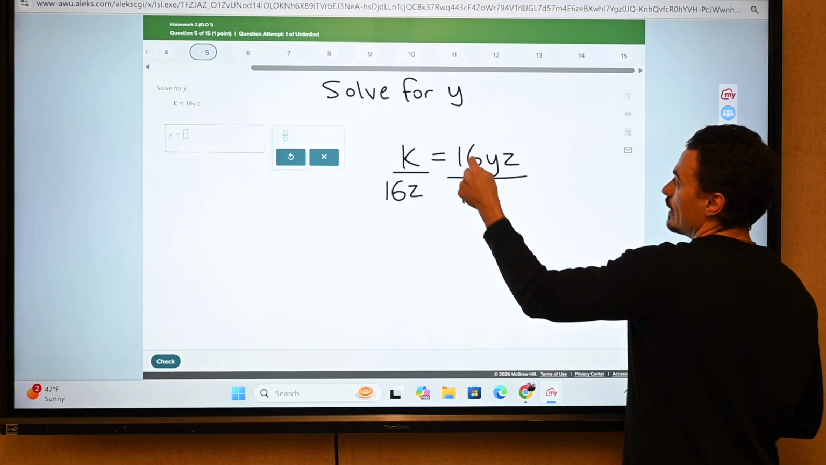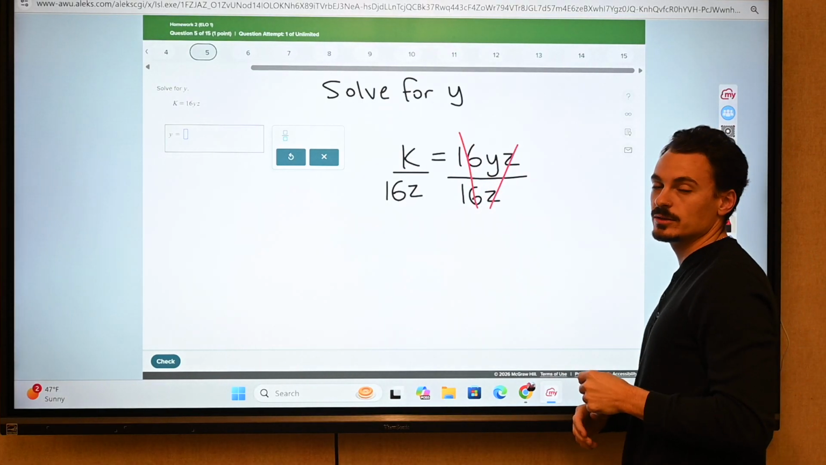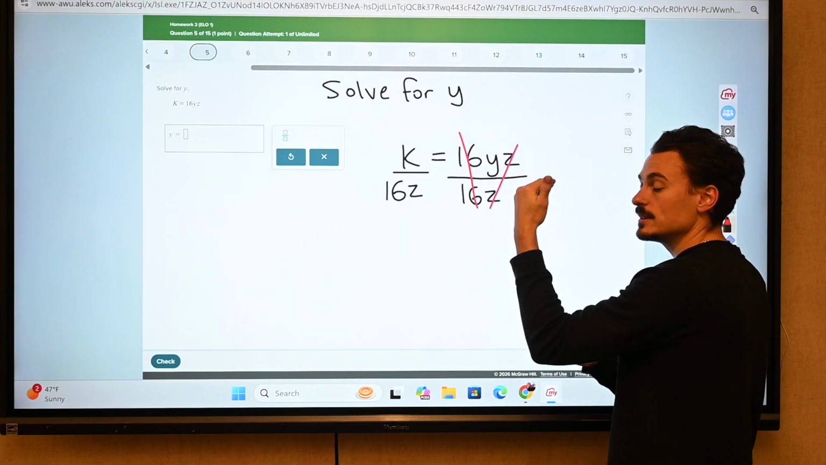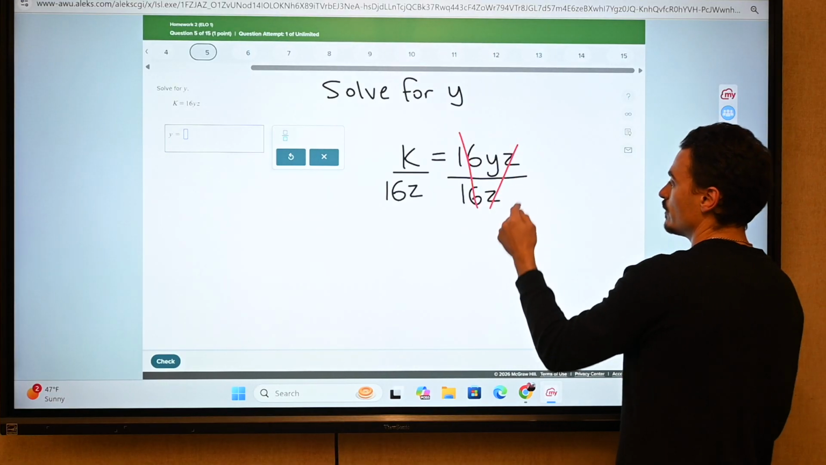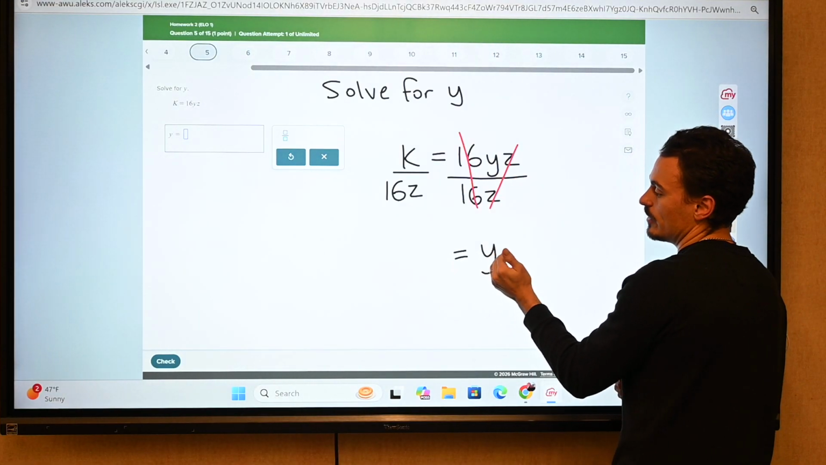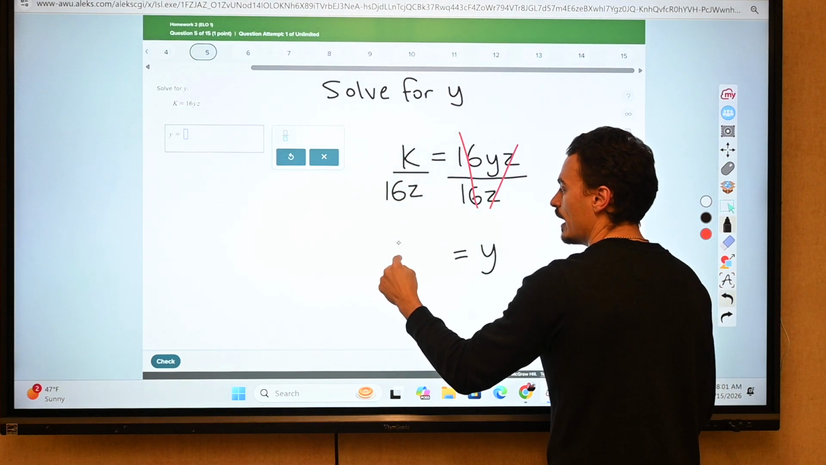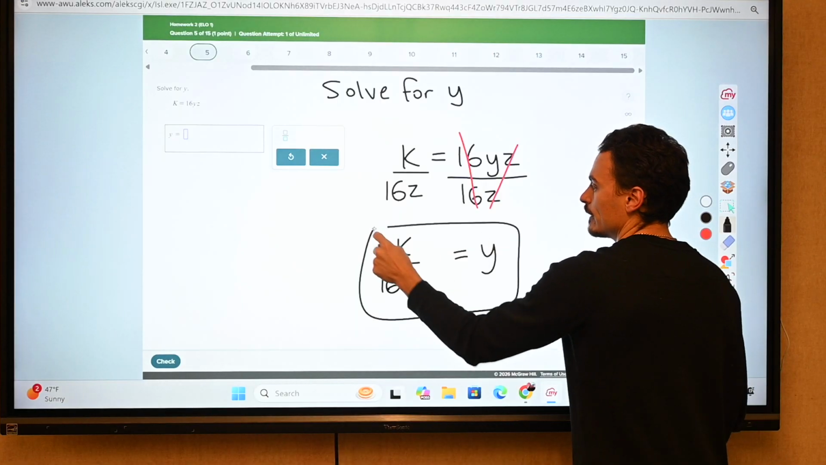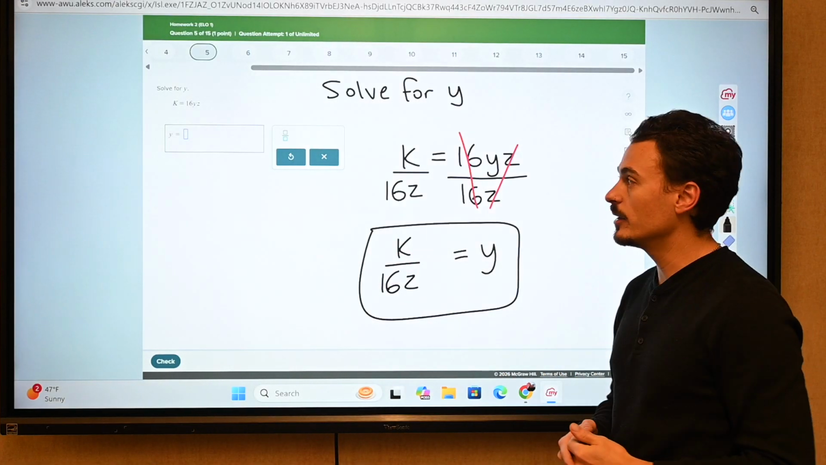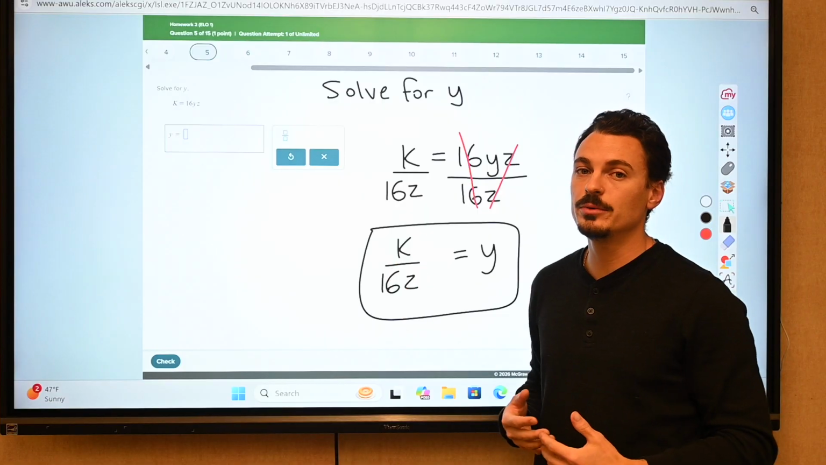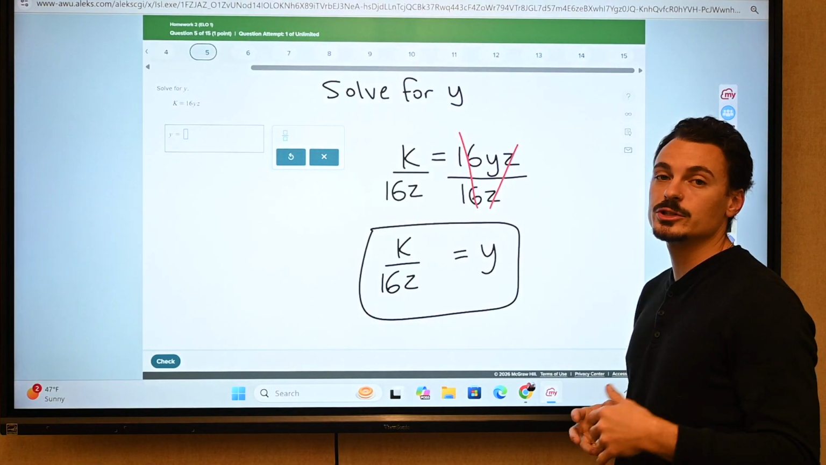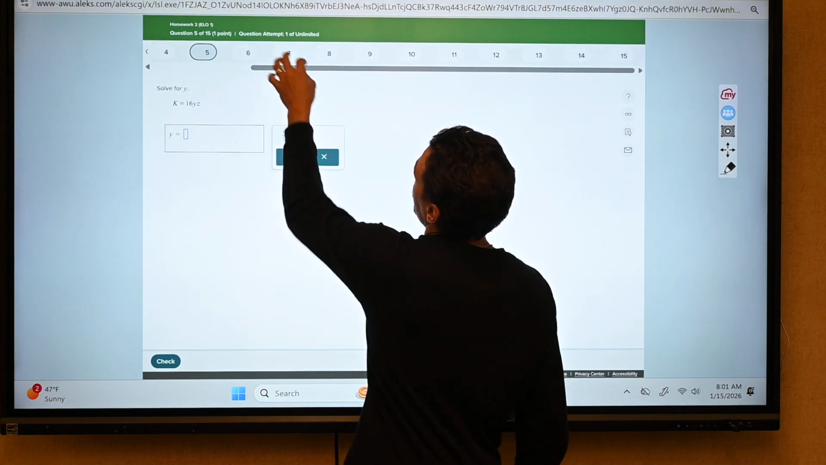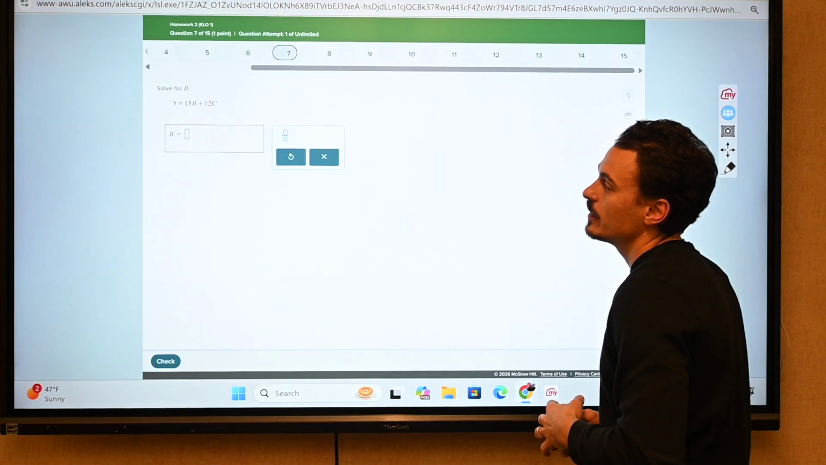And we use red to show those canceling, because the opposite of multiplication is division, and opposites always cancel. So now I'm left with my y, which is my desired variable, equal to k over 16z. Your question might look a little different, so you're going to have to use question 4 and question 5 to help you with whatever question yours looks like. All right, number 7. Number 6 is similar to number 5.